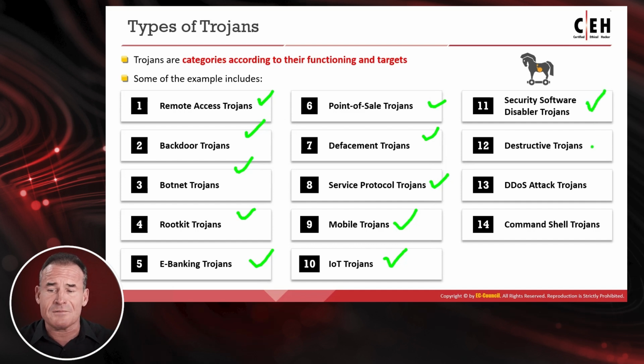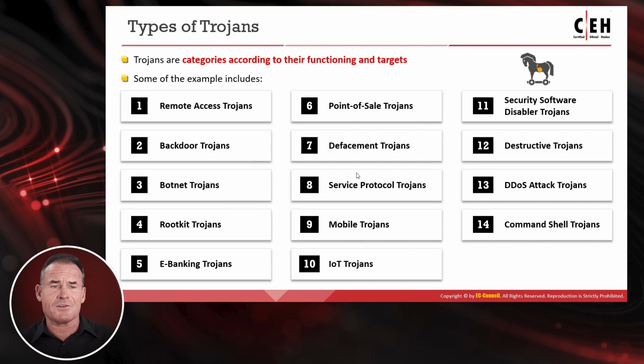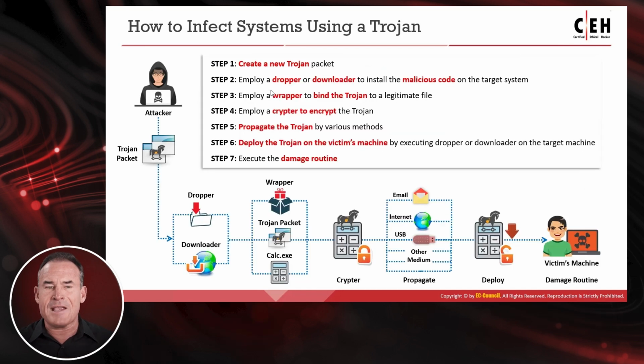Security software disabler, destructive, DDoS attack, and then command shell Trojans. I'll show you an example of Netcat, which is one of the classic command shell Trojans. We're going to use that in our dynamic malware analysis segment. So lots of different flavors of Trojans based on what functionality they provide.